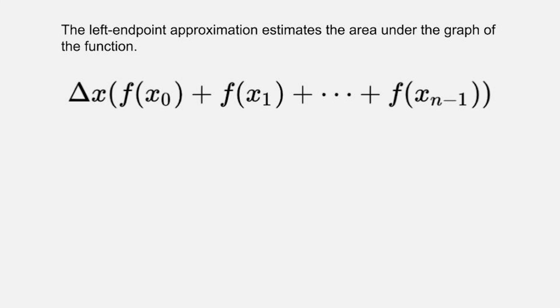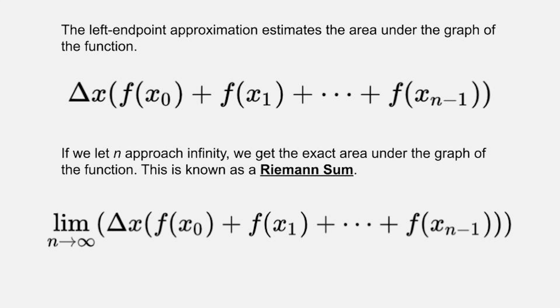And now that we have an idea of what the notation means, let's bring it back to the main idea for this video. I want to repeat that this left endpoint approximation is an estimate of the area under the graph of the function. It's clearly not an exact answer for the area under the graph. From the beginning of the video, we talked about how we can improve our estimation by using more and more rectangles. And so if we take that number n, which is the number of rectangles, and let it approach infinity, we will get the exact area under the graph of the function.